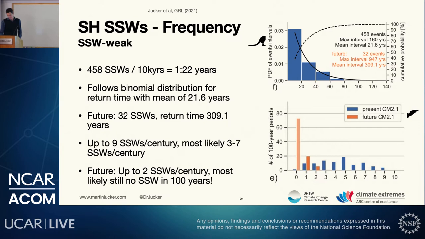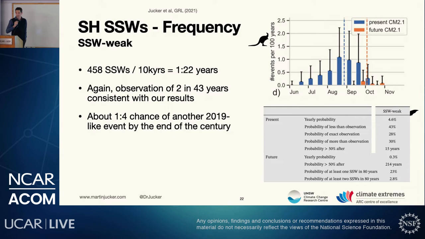So here I have the numbers as well. So we can do the same thing. How long do we have to wait in present day until it's more likely than not to have one? It's 15 years. And between 2002 and 2019, we're at 17 years. So this is, again, very consistent with what we've observed. Whereas in the future, you have to wait over 200 years for that. And the probability of at least another one is, actually, 23%. So I might be wrong with that prediction. We'll see. But of having 2 within 80 years is then very, very low.